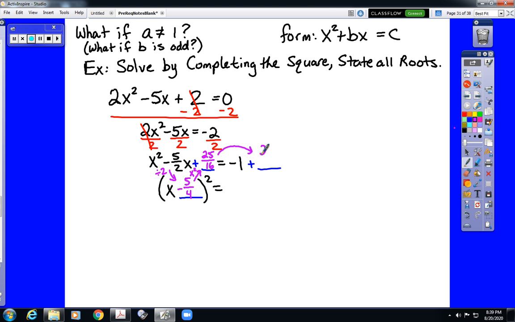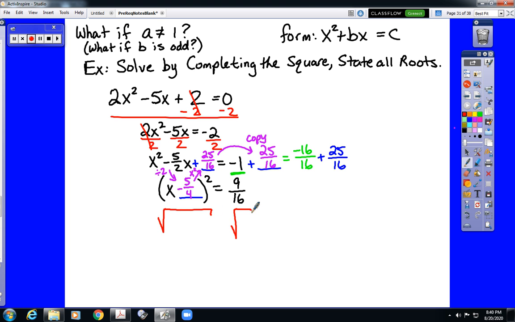We're going to add the same amount, 25 over 16, to the right side of the equation as well. And then we need to combine these like terms. Now, in order to combine fractions, we have to get a common denominator. So we're going to rewrite negative 1 as negative 16 over 16, and to that we are going to add 25 over 16. So negative 16 over 16 is negative 1 plus 25 over 16. We would then add the numerators, which would give us 9/16.